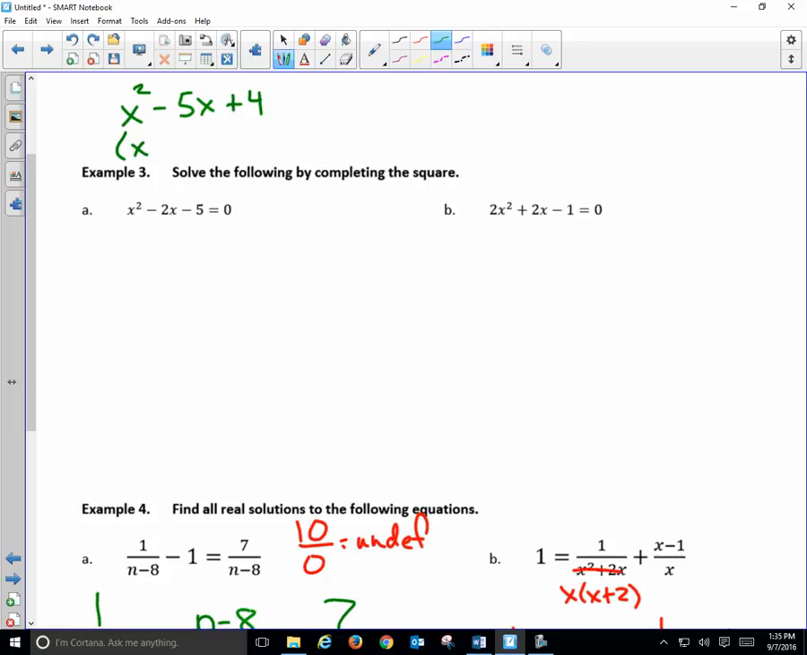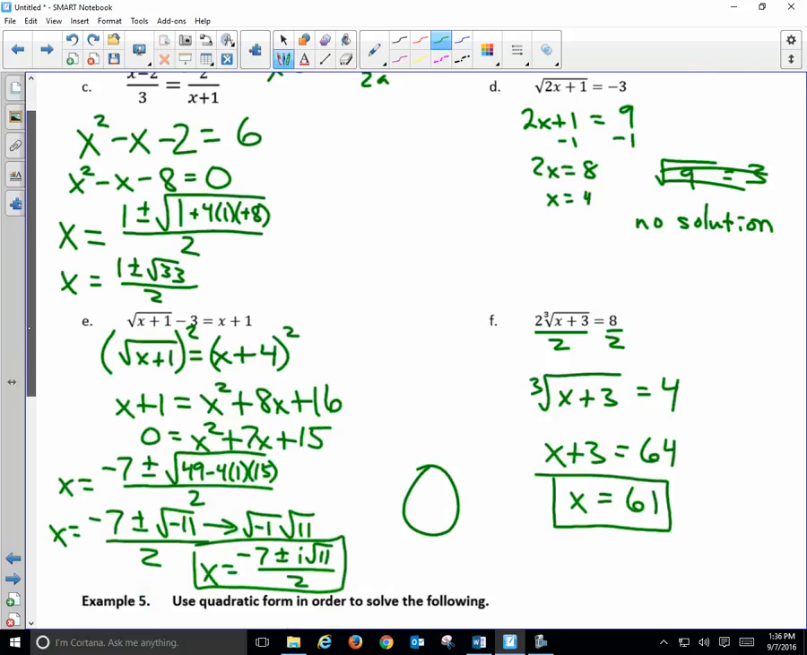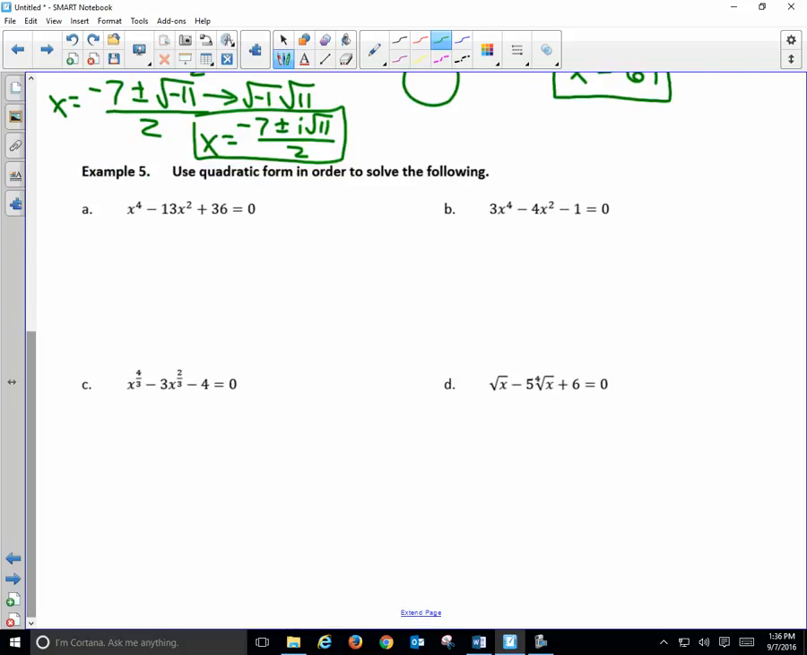This does factor, right? X minus 4 times x minus 1. And so when you multiply it out, you get x squared minus 4x minus x plus 4. And so as you multiply it out, you have 4 terms before you combine them together. That's why it's called quadratic. That's how it got its name. Now you know.